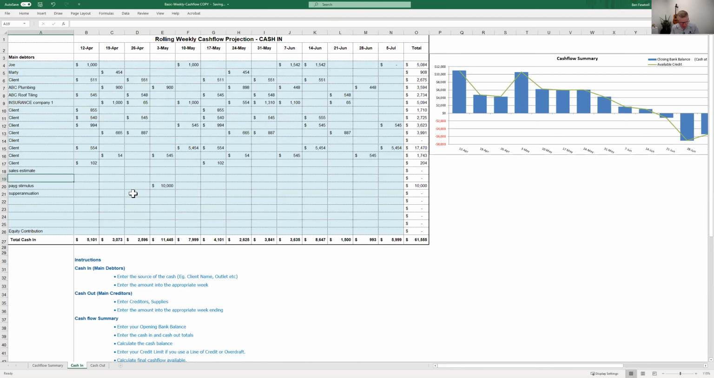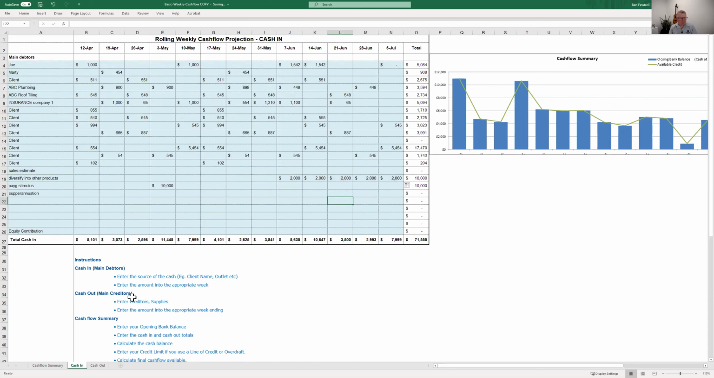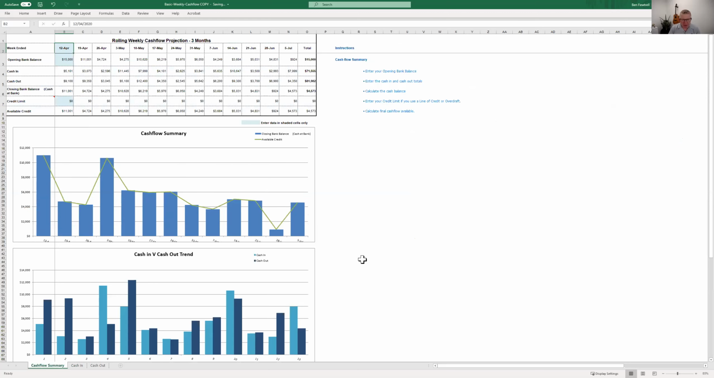Maybe I diversify and I start selling other products or services, which we're seeing a lot of businesses do and doing really well. And we've got a plan that by the 7th of June, we're going to have a product up and running that's going to bring in an additional $2,000 per week in cash flow. So we put that in there. Okay. Now if I go to my cash flow summary, I'm in the green, or in the black as they call it in accounting. Okay, so this is the benefit of having this forecast.